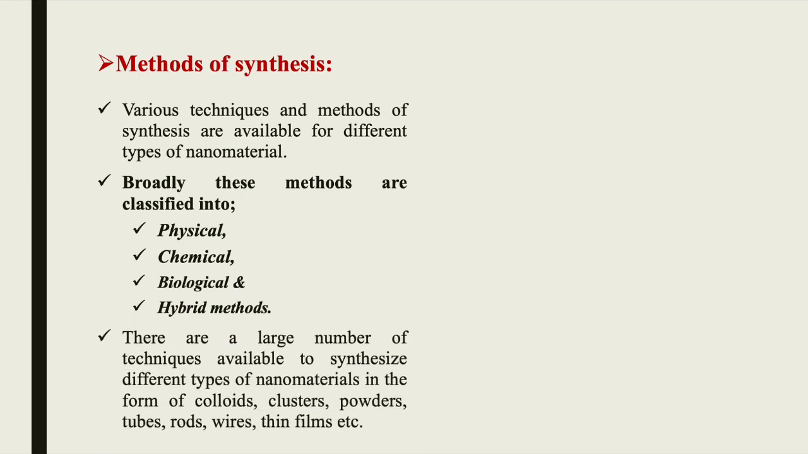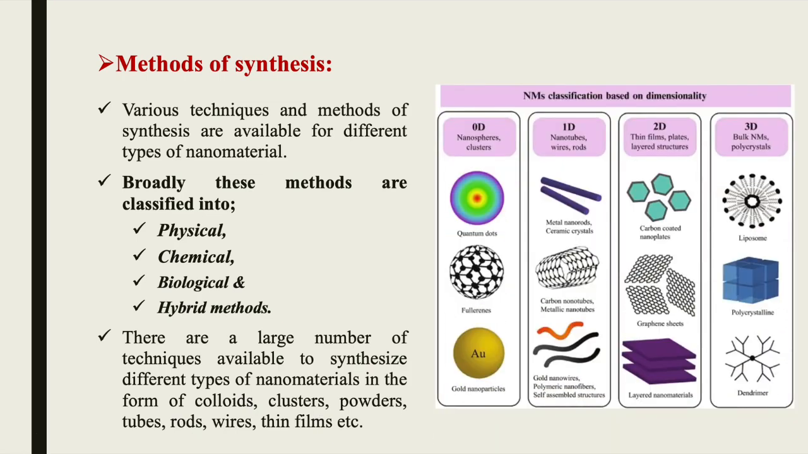So there are a large number of techniques available to synthesize different types of nanomaterial in the form of colloids, clusters, powder, tubes, rods, wires, thin films, etc. So these are the shapes of the nanomaterial. Your shape of the nanomaterial can be colloids, clusters, or in the powder form, or tubes, rod forms. So we can see now in the given figure. This can also be classified in terms of dimensionality: 0 dimensional, 1 dimensional, 2 dimensional, and 3 dimensional.